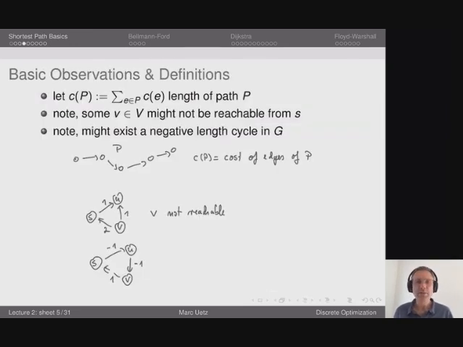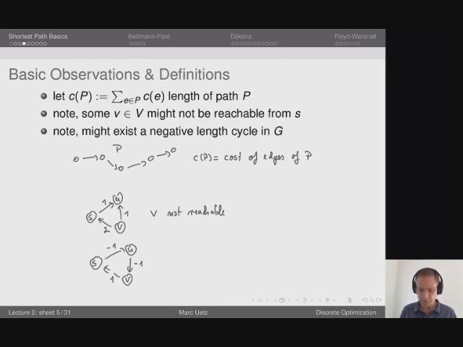So let's continue with some basic remarks. By c(P), we denote the length of a path. And what is the definition of the length of a path? Well, that is just the sum of the edge lengths or edge costs of all the edges in that path, right? Like in this little example down here, the sum of the edge lengths of all the involved edges, that's the cost or the length of a path.